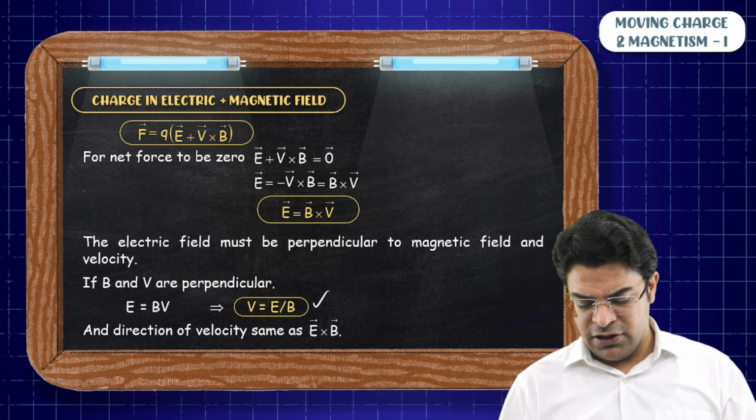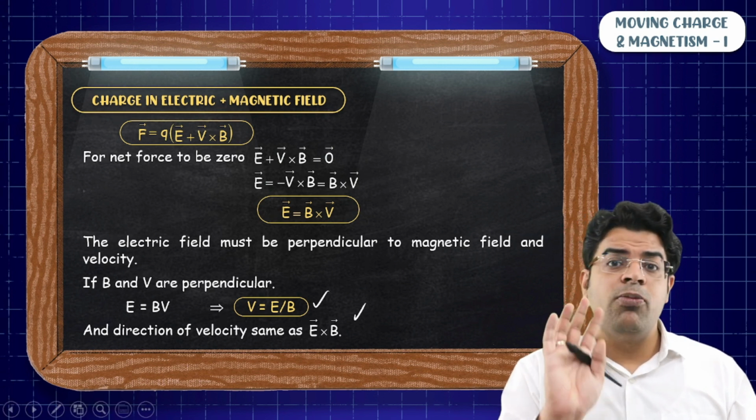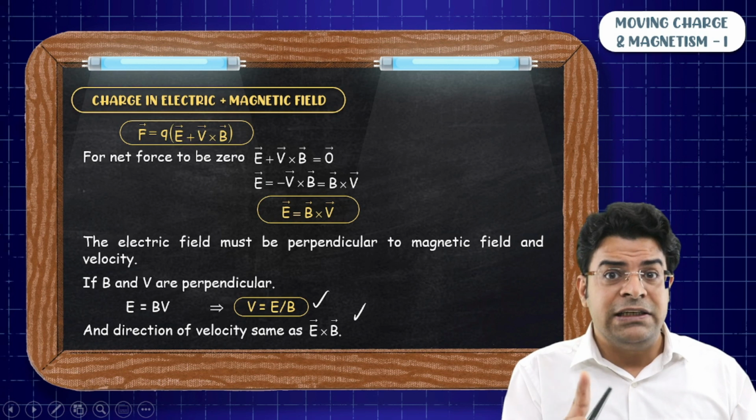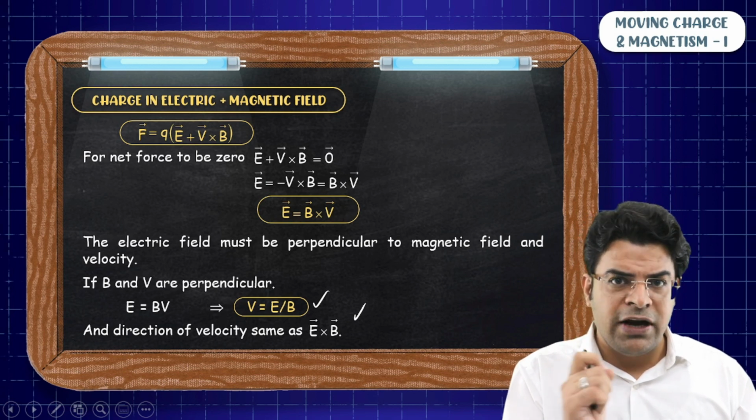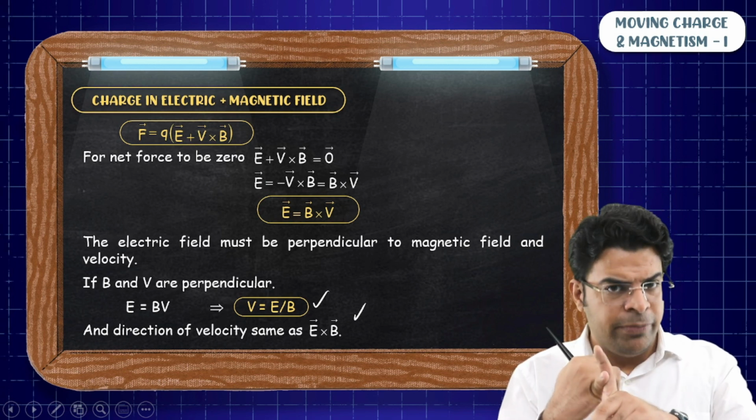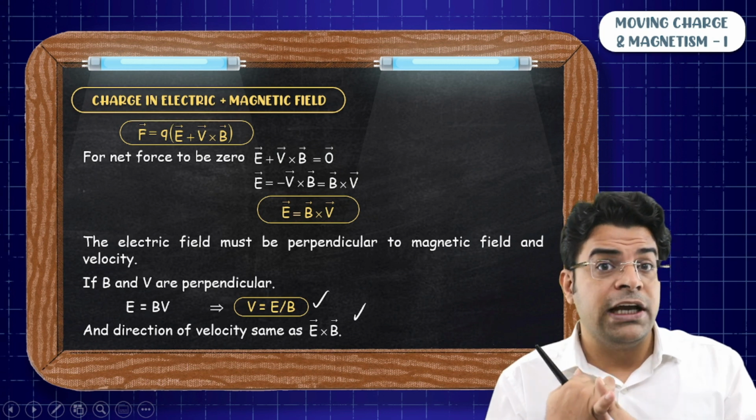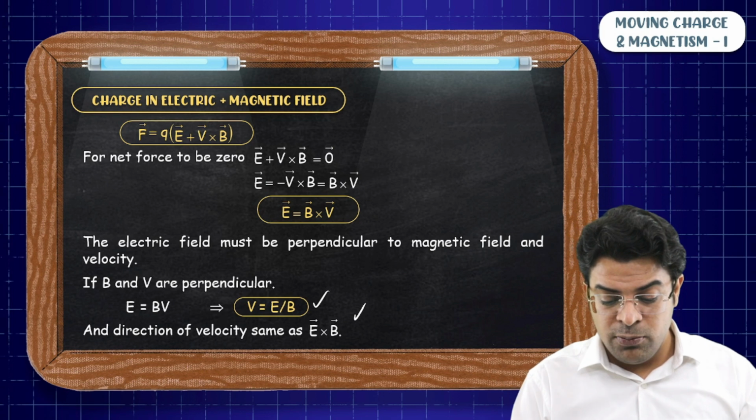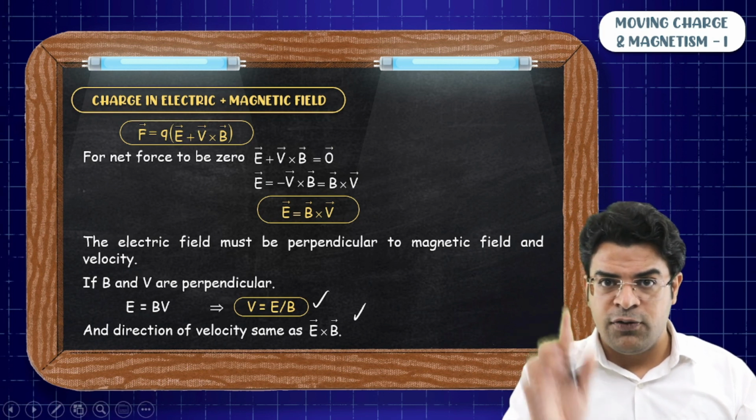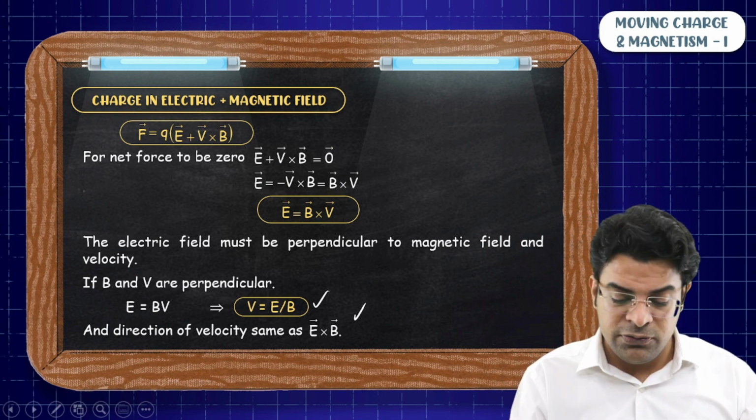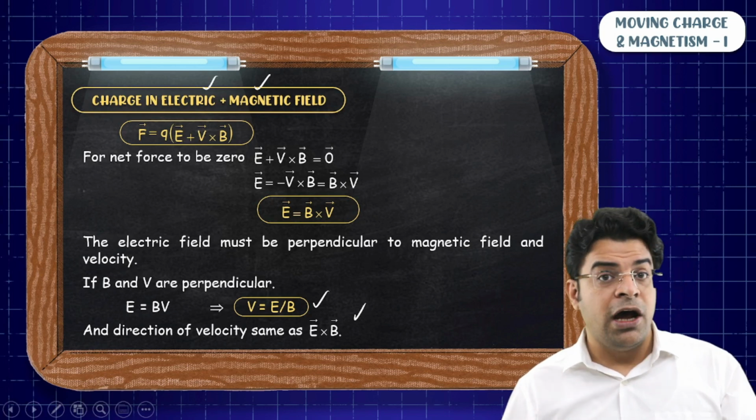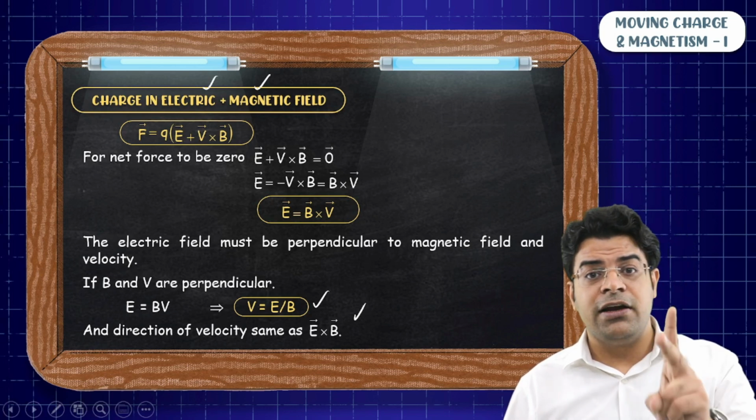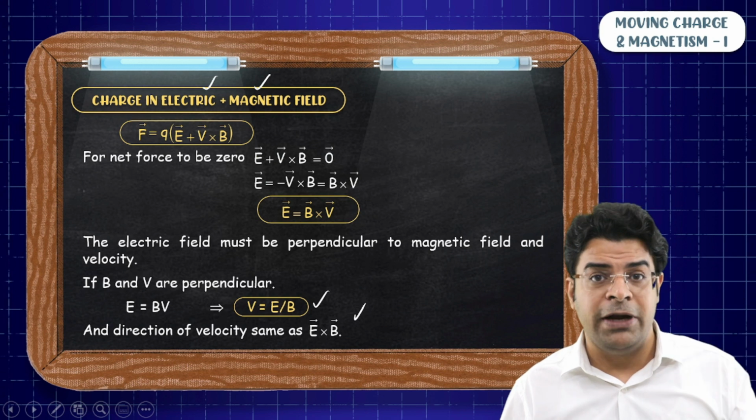Sir, I haven't understood this. It will become even clearer once I discuss light, but this is important. So remember it right now. Speed has to be equal to E by B. The direction of velocity has to be the same as E cross B. Use this when the charged particle moves with a constant velocity, no net force, in a region of space where both electric and magnetic field are present, and electric field, magnetic field and velocity vectors are mutually perpendicular.